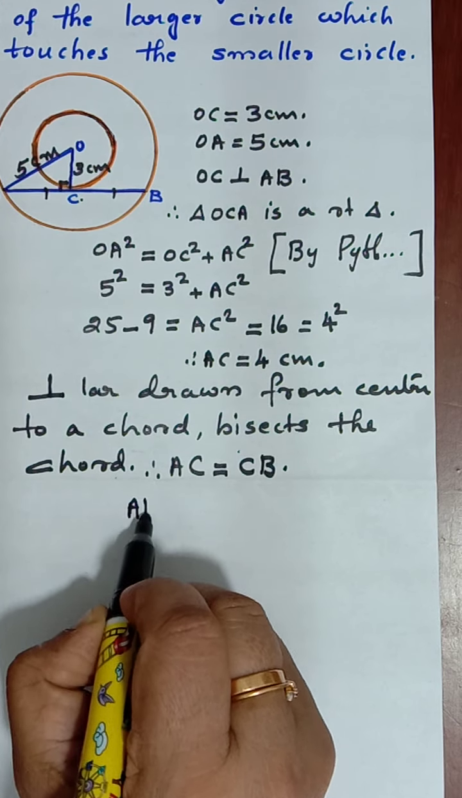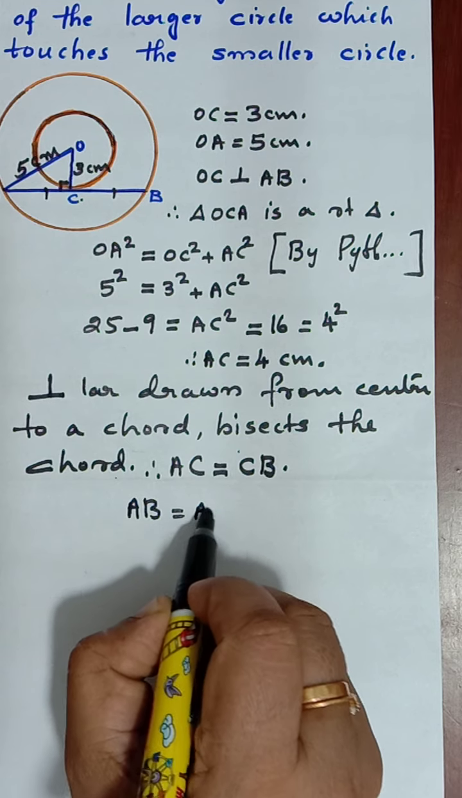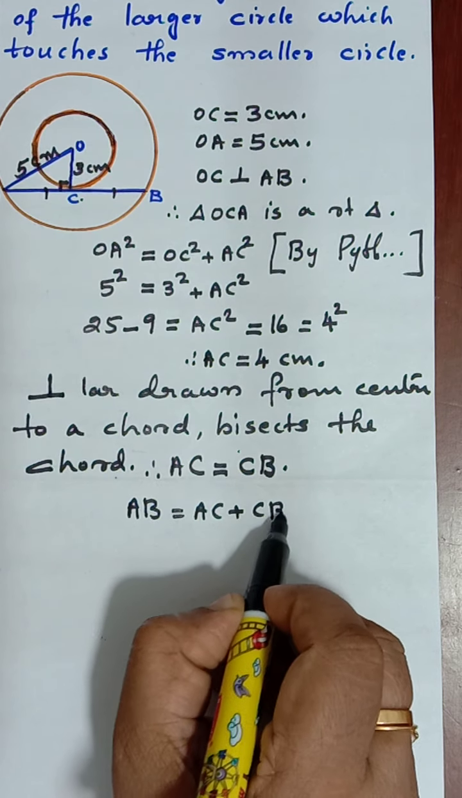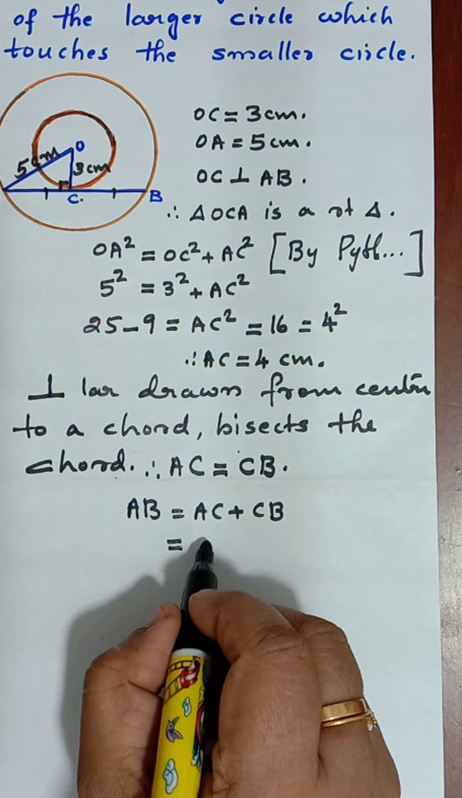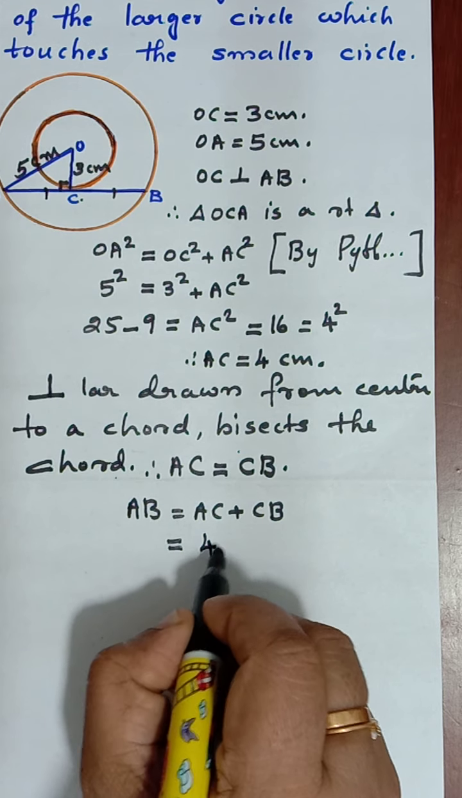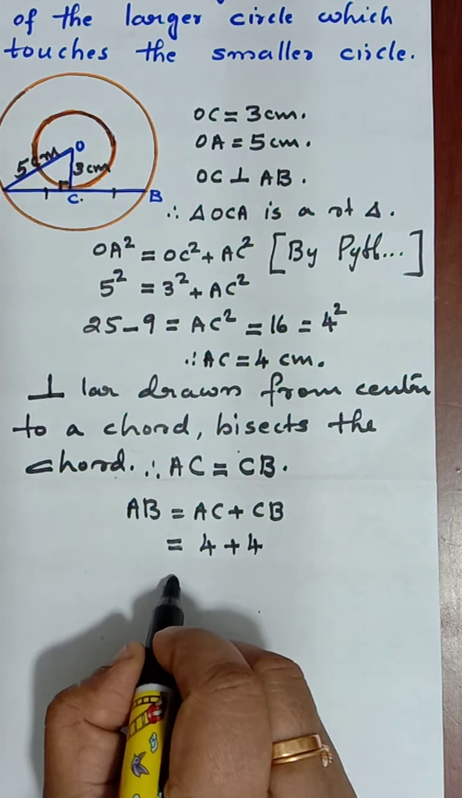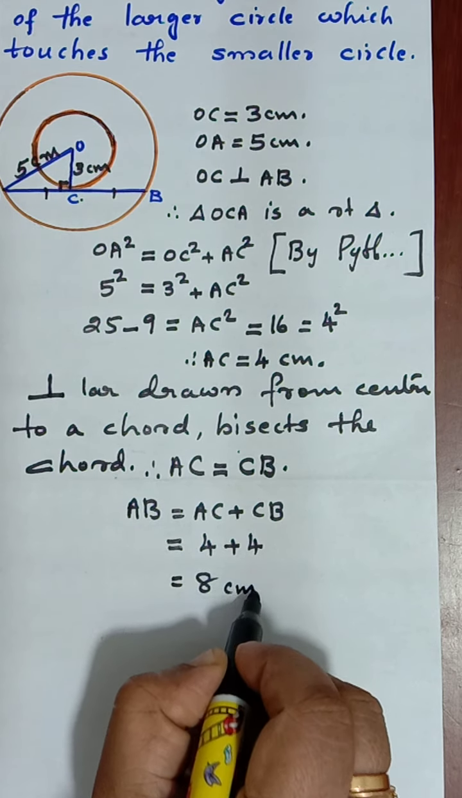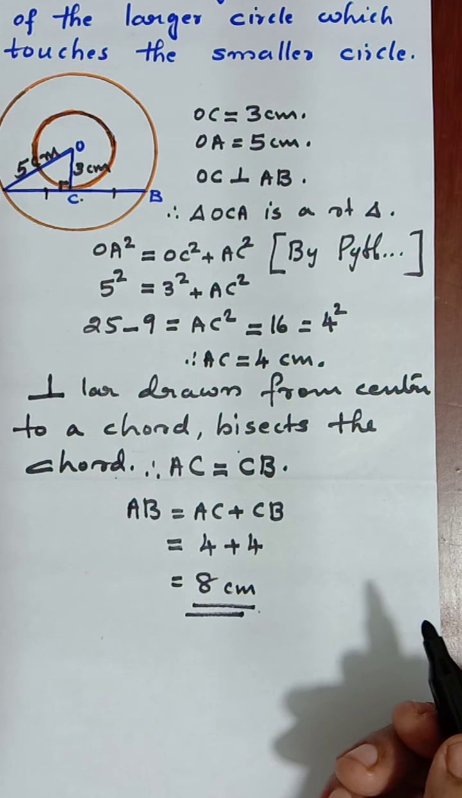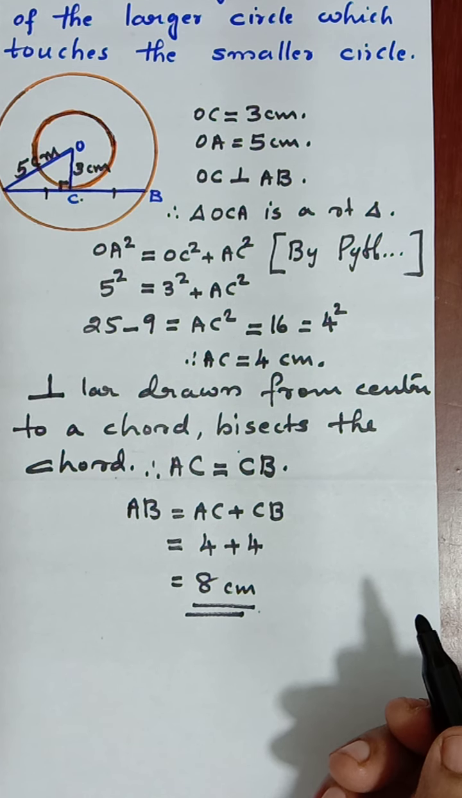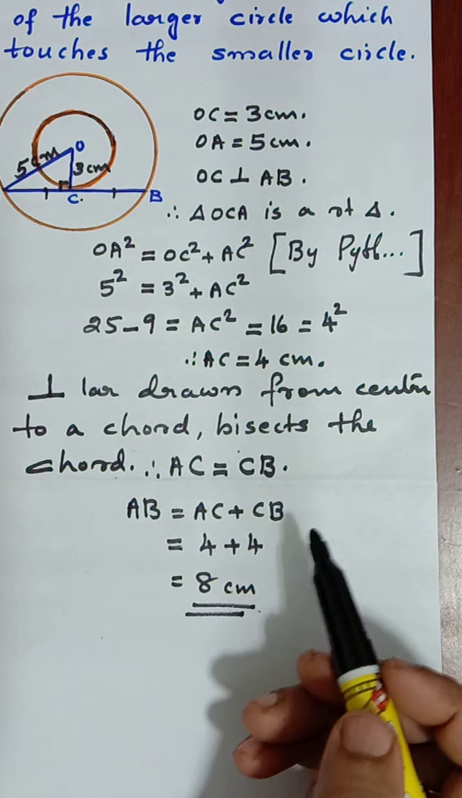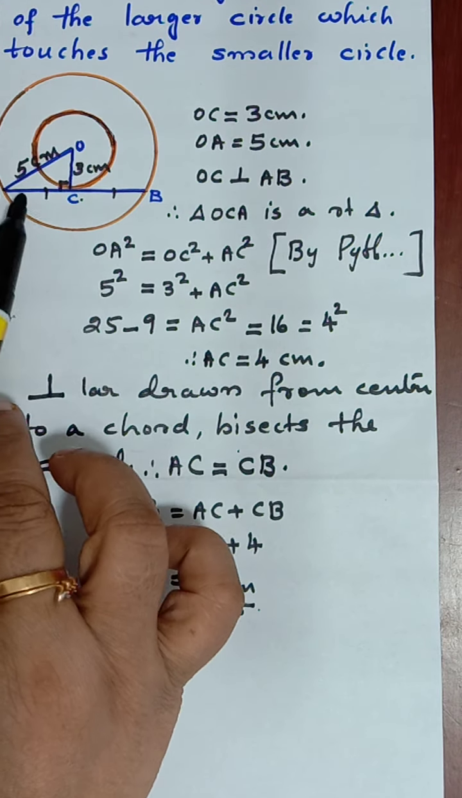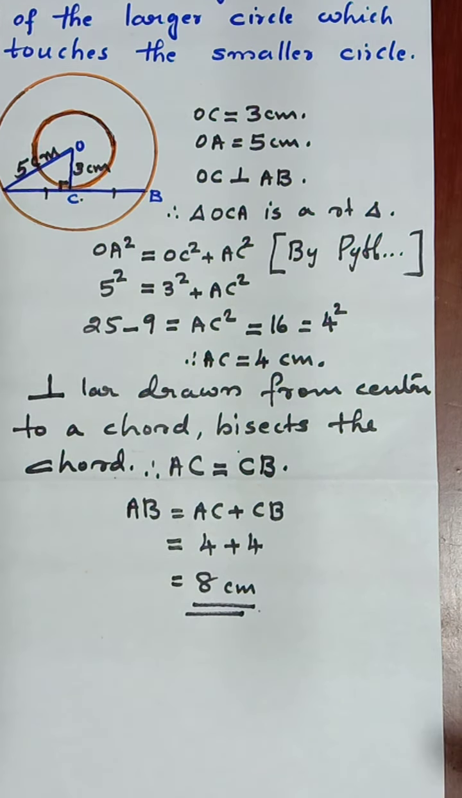Therefore, what is length of the chord? AB equal to AC plus CB. Here AC and CB are equal. We got it as 4. 4 plus 4, it's equal to 8 centimeter. So we can write in words. Length of chord of larger circle which touches a smaller circle is equal to 8 centimeter.